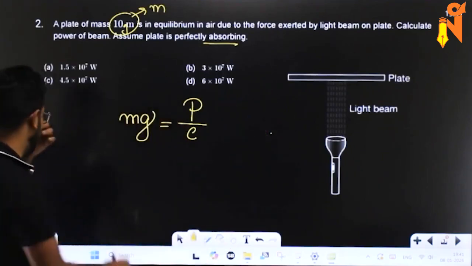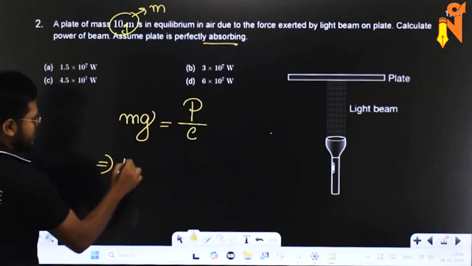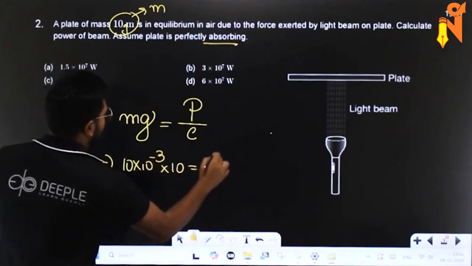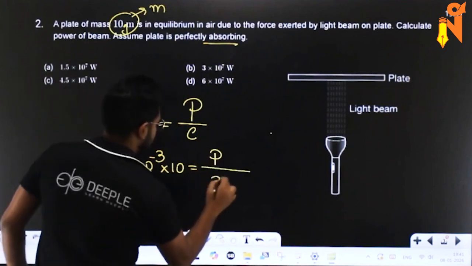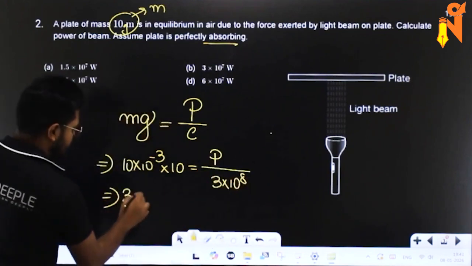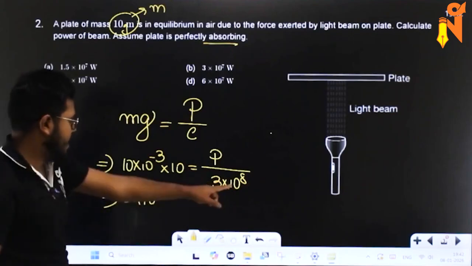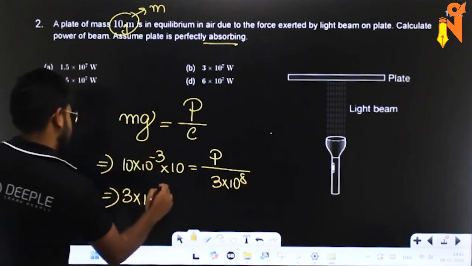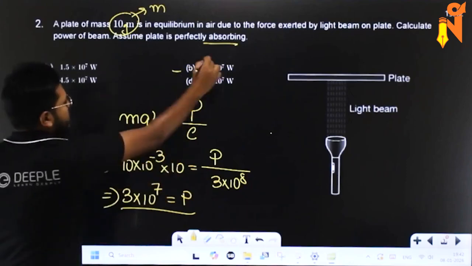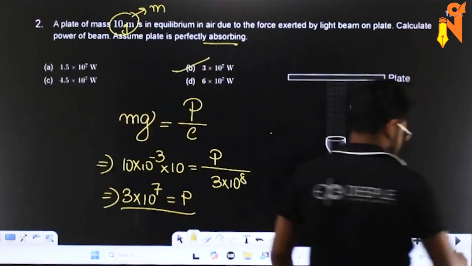So let's put the value. M they have said is 10 grams, so 10 into 10 to the power minus 3, g is 10, and c is 3 into 10 to the power 8. So if I multiply, I get 3 into 10 to the power 8, 9 minus 3 is 7, that is the power P. So option B is the correct one.